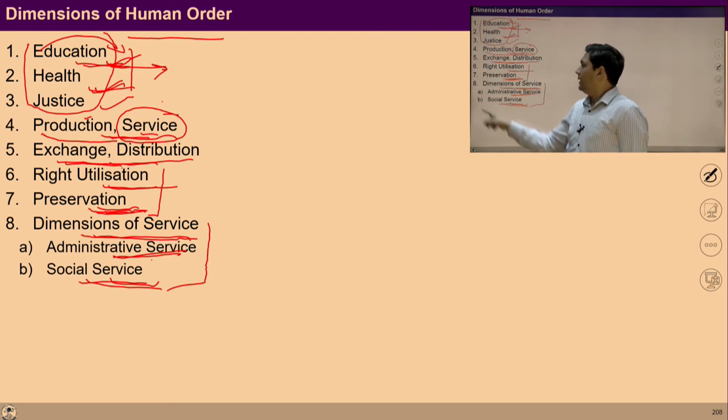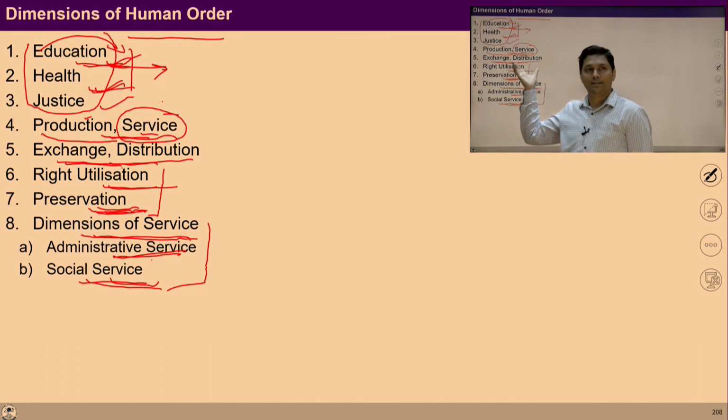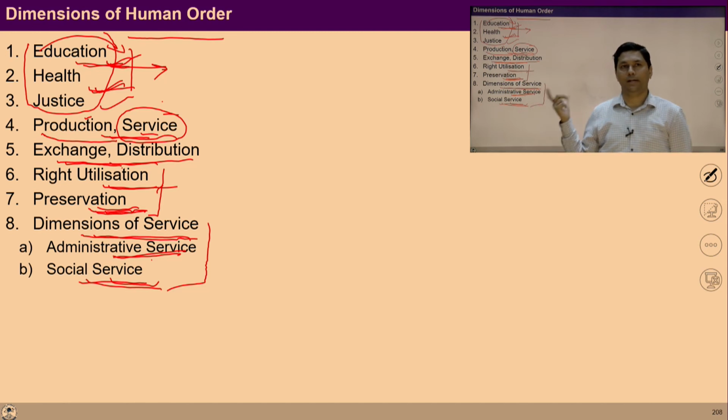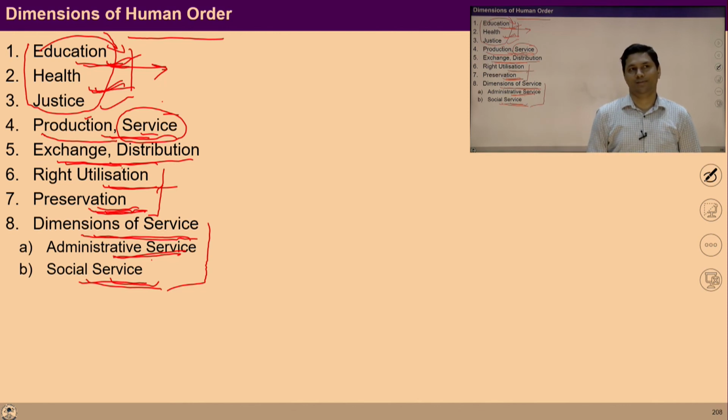So all these 8 dimensions are required for the human order. Briefly, for fulfillment of our goals and objectives, we need the dimensions of education, health, justice, production, exchange, distribution, right utilization, and preservation, and the dimension of service. Education and health take care of our physical and mental well-being. Justice takes care of relationship in human interaction. Production, exchange, right utilization, and preservation ensure that our requirements of physical facilities are taken care of, along with complementing the rest of nature.